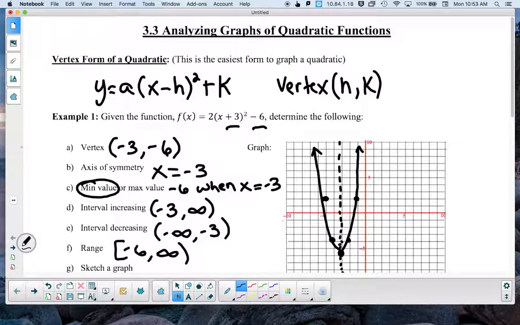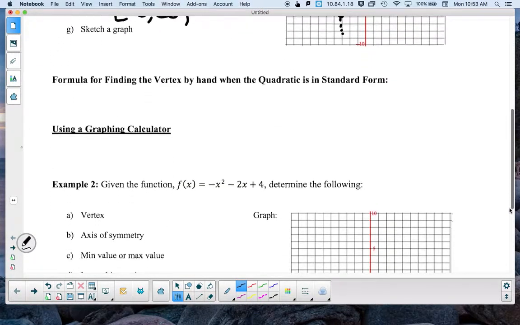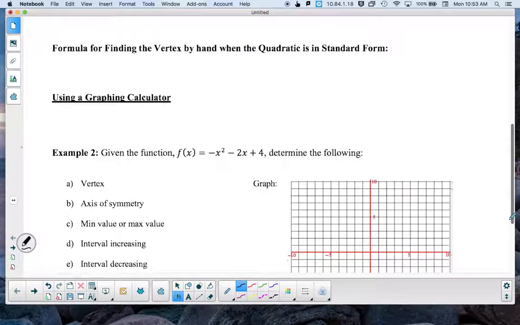So when you're in vertex form, it's pretty easy to grab out that vertex and then fill in the rest. Let's go ahead and look at when we are in standard form. So friendly reminder, standard form is going to be ax squared plus bx plus c. When we're in standard form, you can find the vertex.